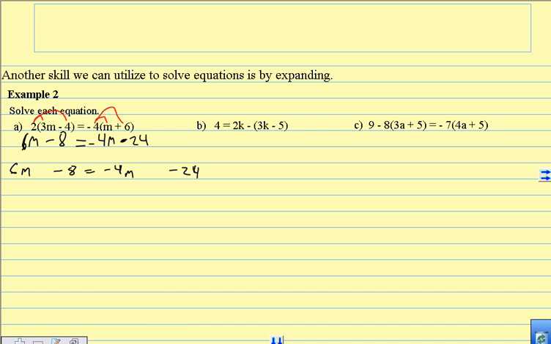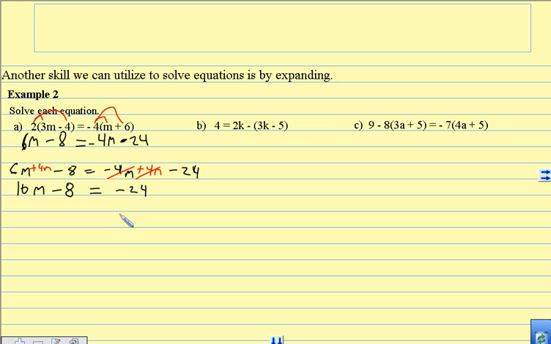Okay? And now, because I want to get rid of it on this side, I'm going to have to add 4m here. But what I do to one side, I do to the other, so I add 4m here. Now, those go away because that's 0. And what I'm left with on the left is 6m plus 4m is 10m minus 8. And on the right, I'm simply left with minus 24.